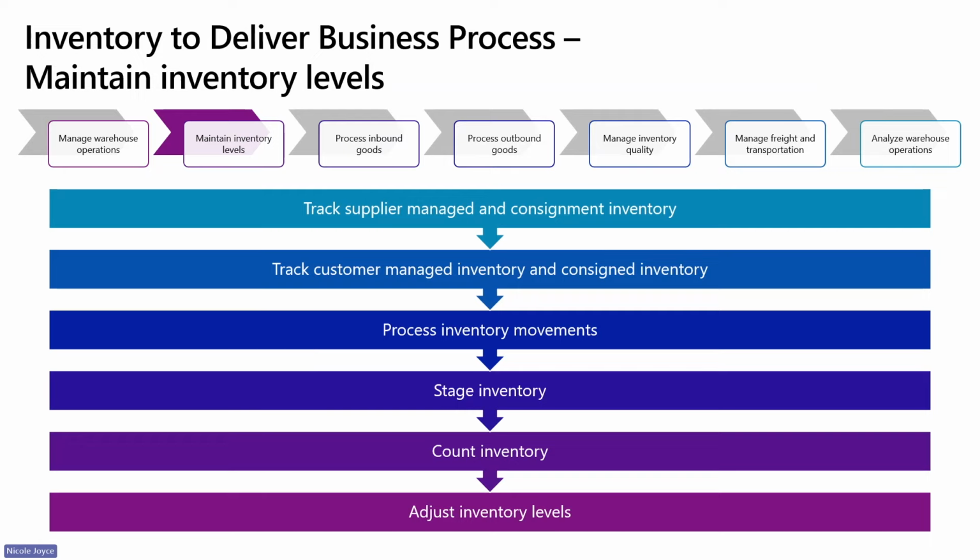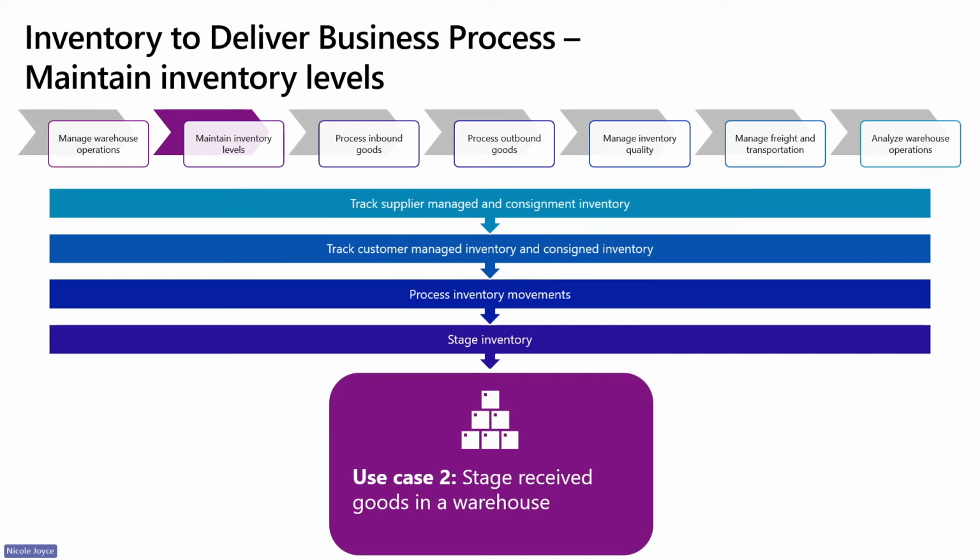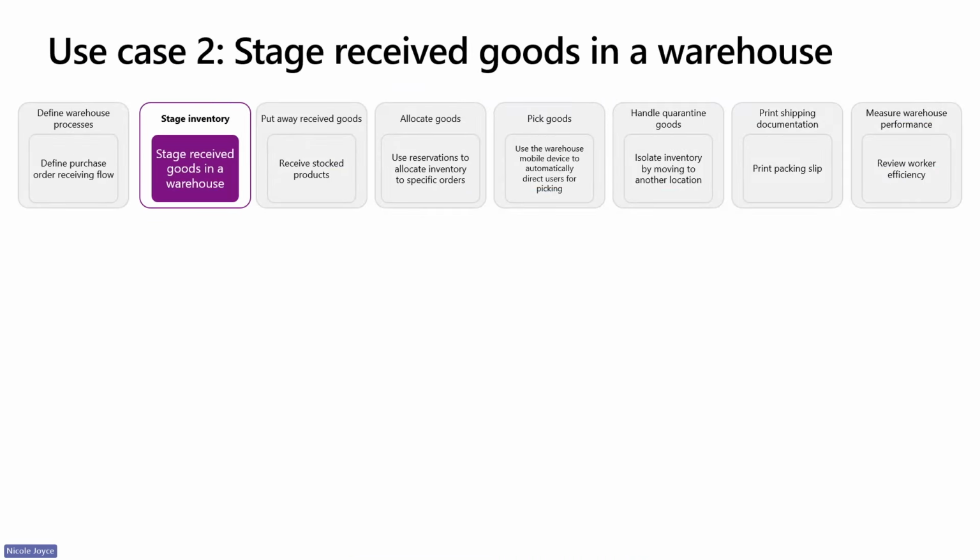So of these business processes, we are going to focus on the level 4 scenario for our second use case, which is stage received goods in a warehouse. So if we look at our use case here, again, we're under the stage inventory business process, and the specific scenario or pattern is to stage received goods in a warehouse.